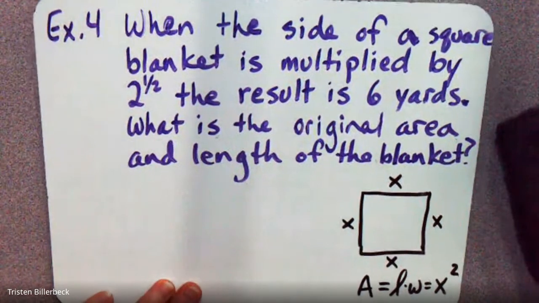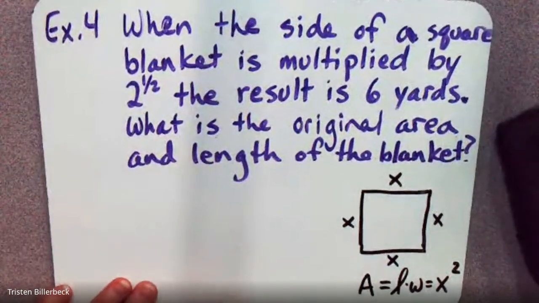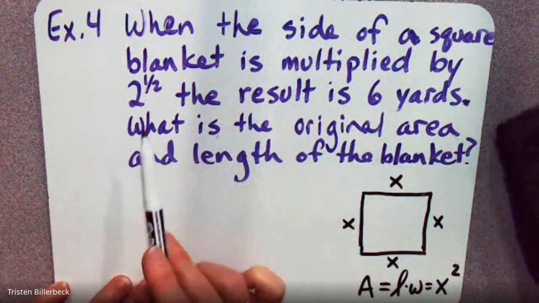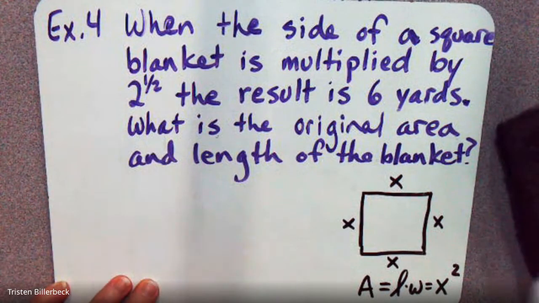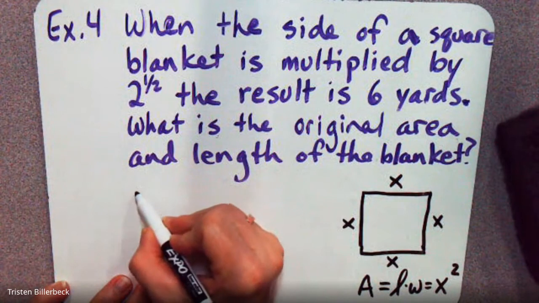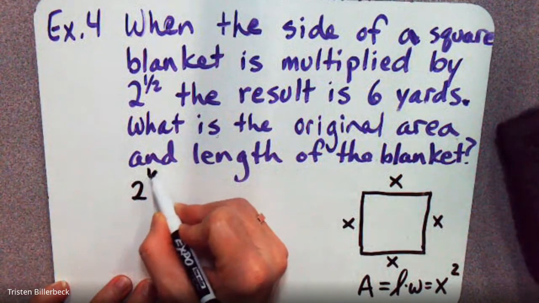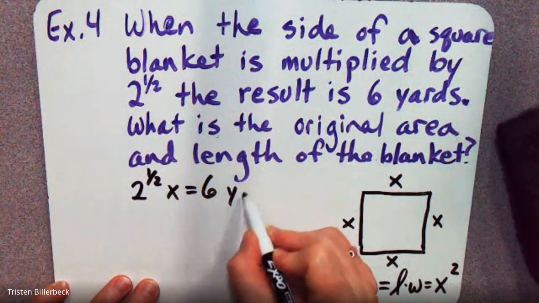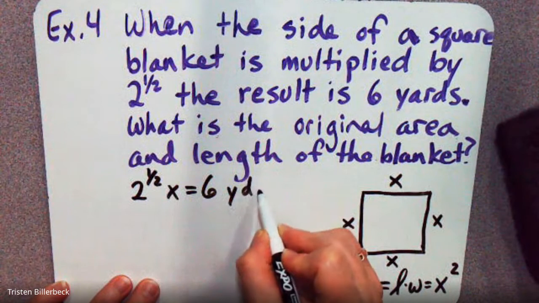Okay, so we know that we're only talking about the side of a square blanket being multiplied by 2 to the 1/2. The result is 6 yards. So we're multiplying this by 2 to the 1/2, not 2 1/2, but 2 to the 1/2. X is going to be 6. So we have 2 to the 1/2 times x equals 6 yards. And we abbreviate yards like that.